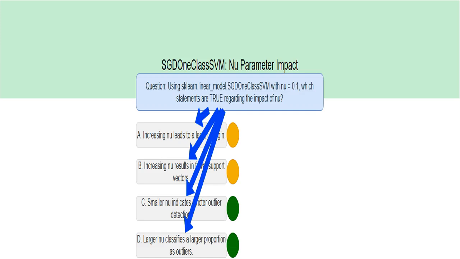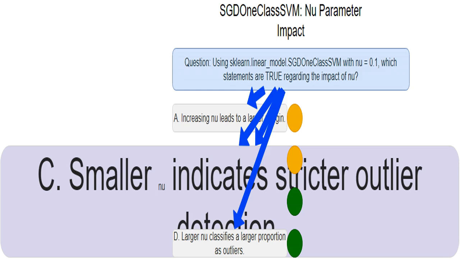I'm explaining the impact of the new parameter in the support vector machine algorithm called SGDOneClassSVM, which is used for outlier detection. It's all about understanding how this parameter influences the model's behavior. Let's dive in. A smaller new value tells the SGDOneClassSVM that you expect very few outliers in your data.